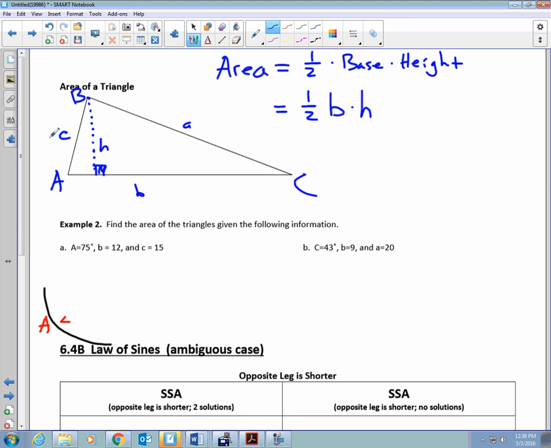Who can tell me what sine of C is equal to? H over A. Great. My new expression has an H in it, which means I can solve for the H and then use it to substitute. So A sine of C is equal to H. I will take that and drop it right in there.